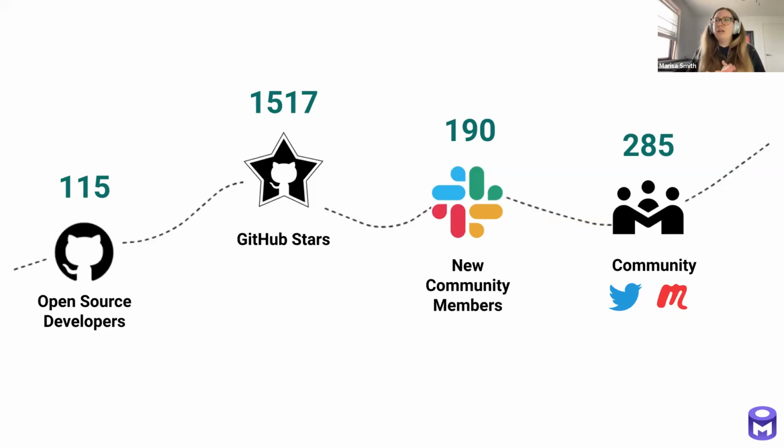Okay, so quick update on our community. We now have a total of 115 open source developers on GitHub and 1,517 GitHub stars. In the last month, we have added 190 new members to our community Slack and 285 new community members spread across some of our other platforms. So as always, welcome to our new and returning members. We're so happy that you could join us.